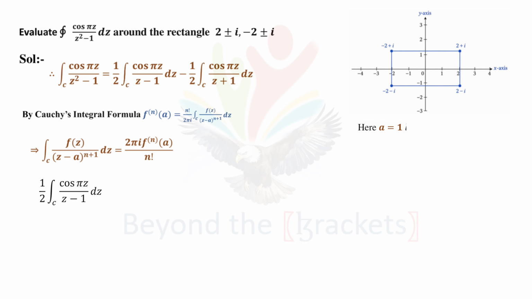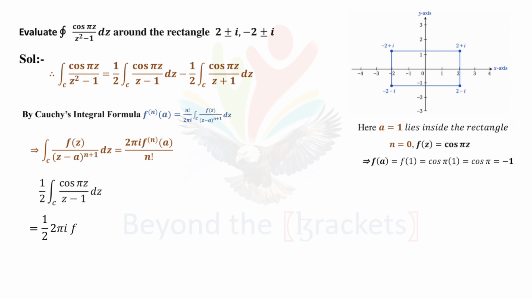Here the value of a is 1, which lies inside the rectangle, and n plus 1 is 1, that means n is equal to 0. So no differentiation is needed. Also, f of z is cos πz, so f of a will be cos π into 1, and cos π is minus 1. Substituting these values in the integral, we get 1 by 2 into 2πi into f of 1.